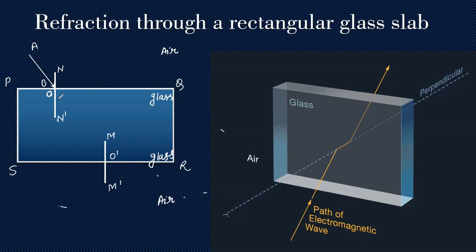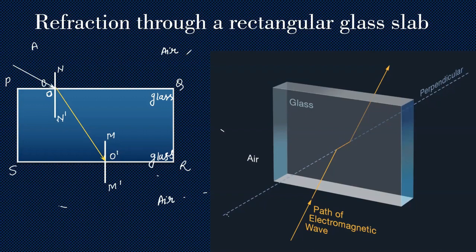The light is going from air to glass. That means it is going from a rarer to a denser medium. So hence it is going to go towards the normal. Okay, so it has bent a little bit towards the normal. For that, I will make this ray a little bit. This is my incident ray, right?